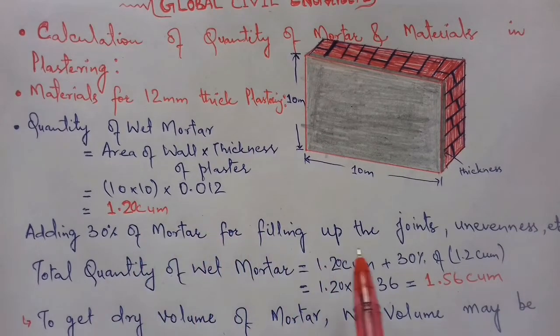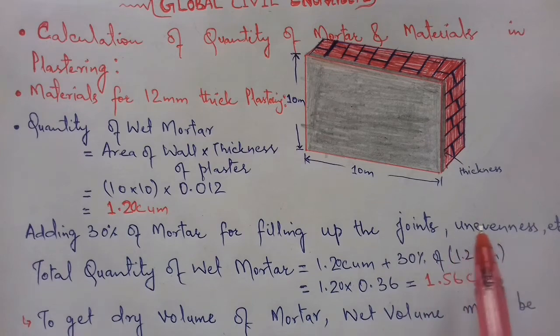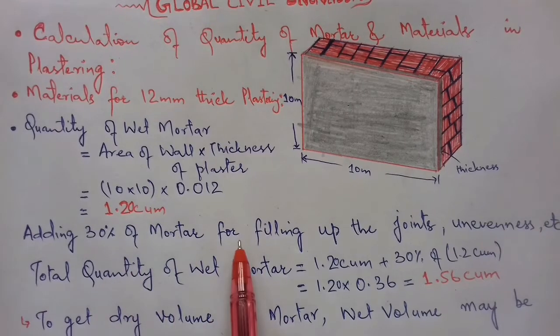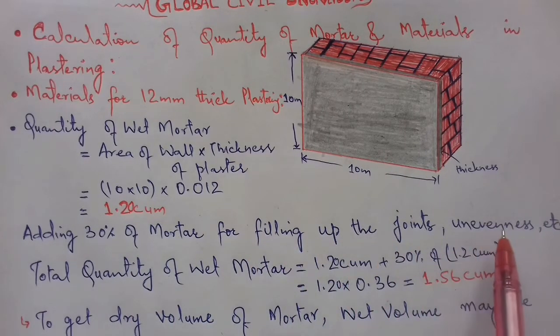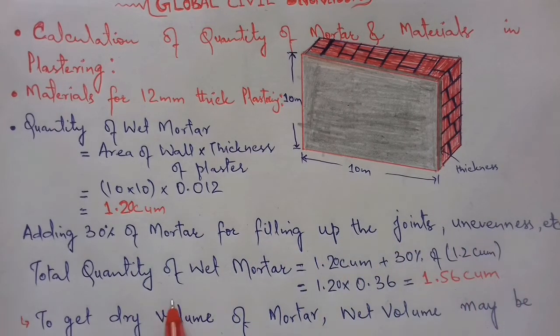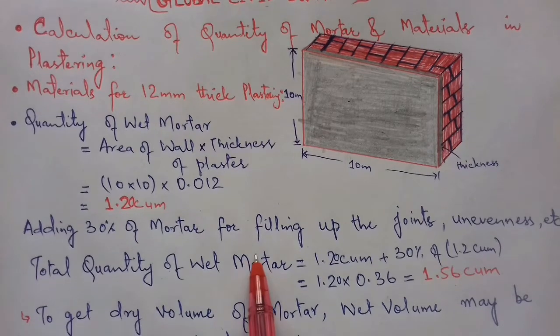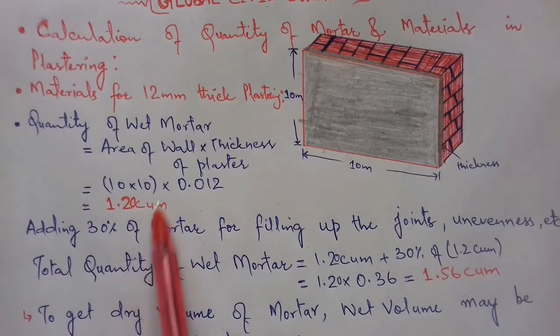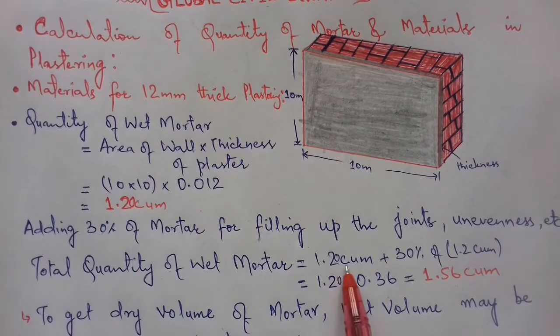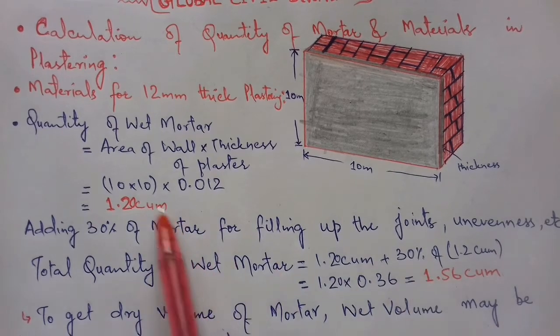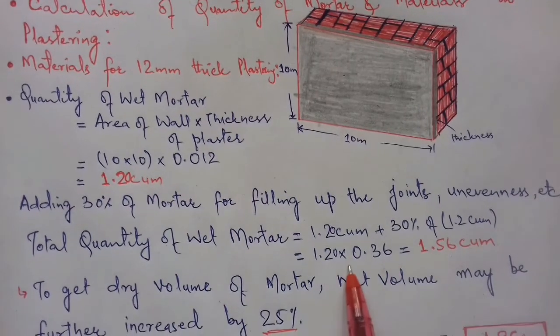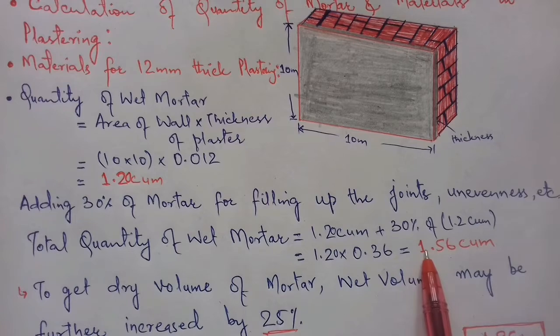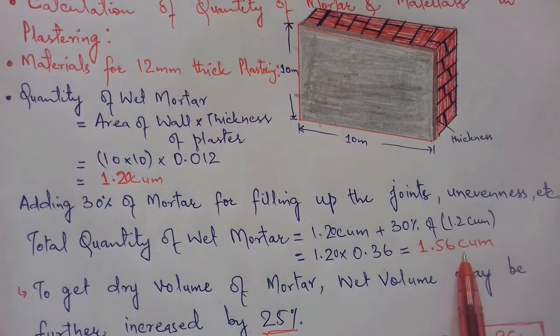Now we also know that there may be joints and unevenness in the surface of the wall, so adding 30% of mortar for filling up the joints and unevenness, we get our total quantity of wet mortar equal to this quantity of wet mortar, that is 1.20 cubic meter, plus 30% of this quantity. When we calculate these, we get our total quantity of wet mortar equal to 1.56 cubic meter.